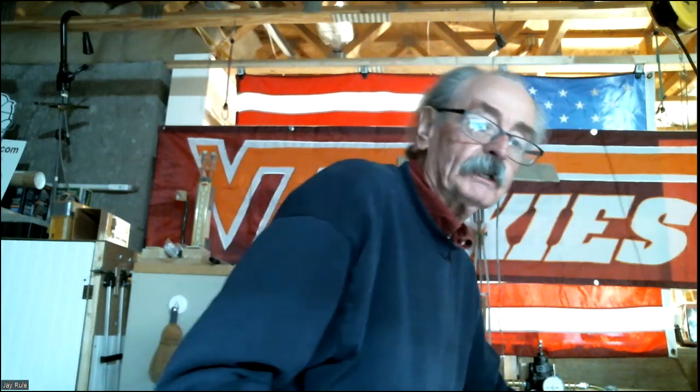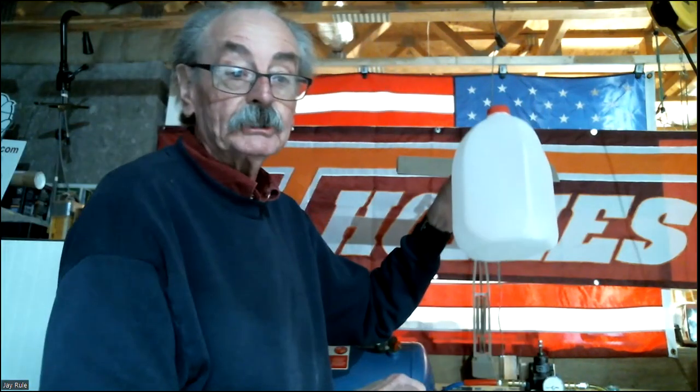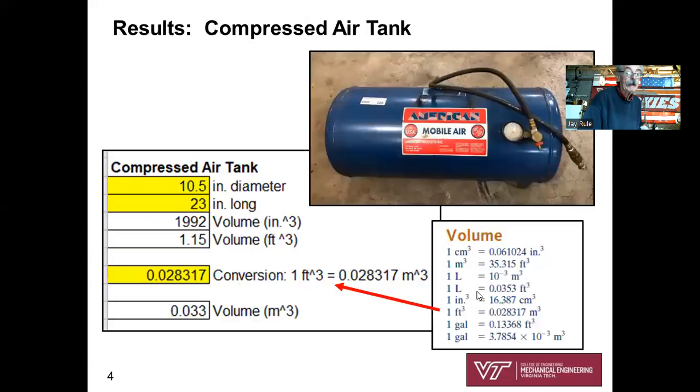Okay, so that's my show and tell. I showed you three things: the compressed air tank, the gallon jug, and the 500 milliliter bottle of water. So, I guess I've got to share my screen now. Okay, so I'm back in PowerPoint, and here's the math. I'm going to take my glasses off so I can see better close up.